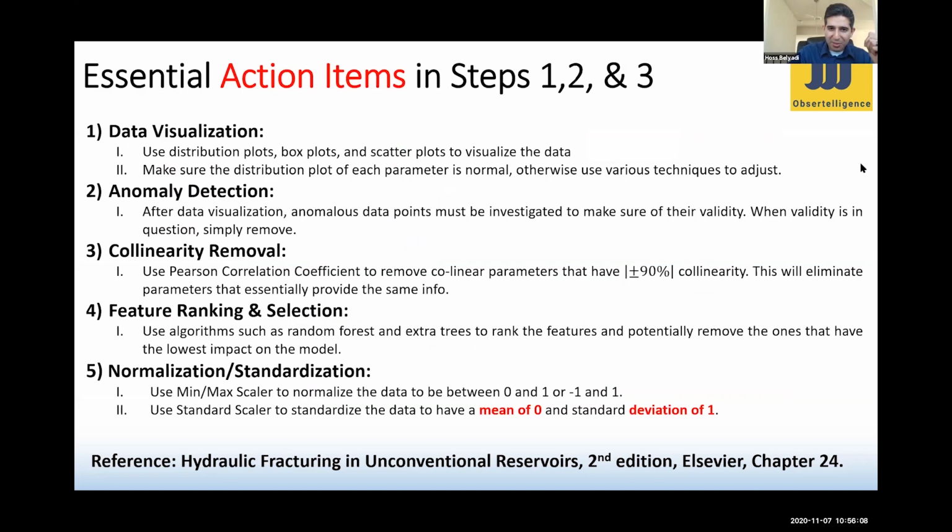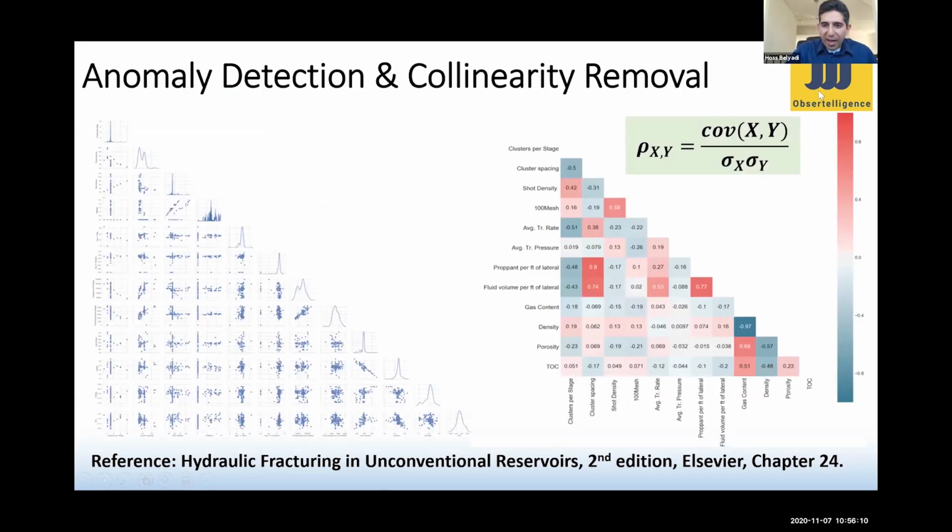Okay, so we talked about this slide. So here's an example of anomaly detection and collinear removal. This is from the book that we published, chapter 24, actually last year. We included a machine learning chapter in that particular book, and this is an example that I pulled from there. And you can see here, this is just a pair plot using Python. Actually, I might show you how to create some of these plots probably in lecture 3 or lecture 4. They're very simple to create.